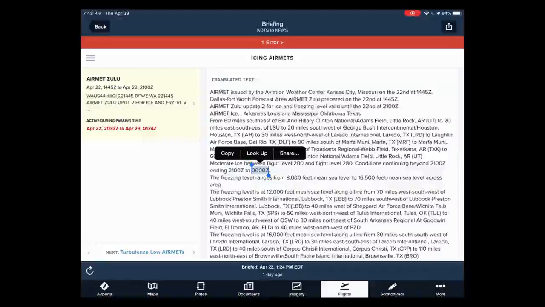Notice that, of course, the freezing level ranges between 8,000 feet and 16,500 feet, which means if you were planning to fly even near 8,000 feet, even at 7 or even 6,000 feet, this is more homework for us, meaning we've got to find out specifically along our route of flight what the freezing level is likely to be.